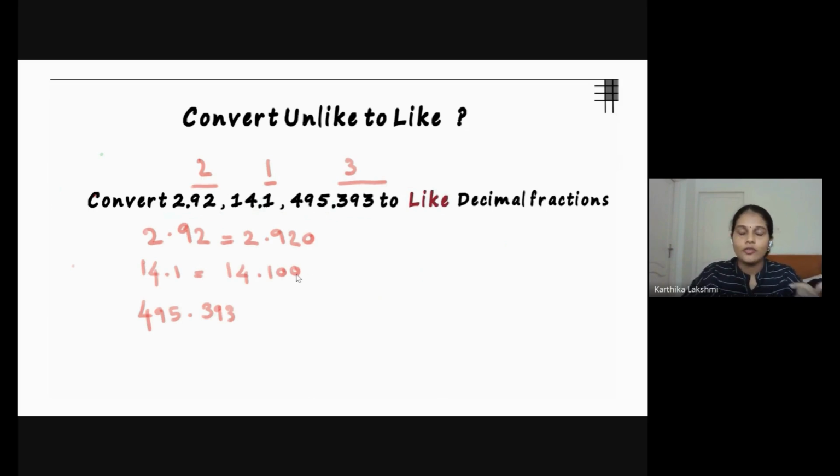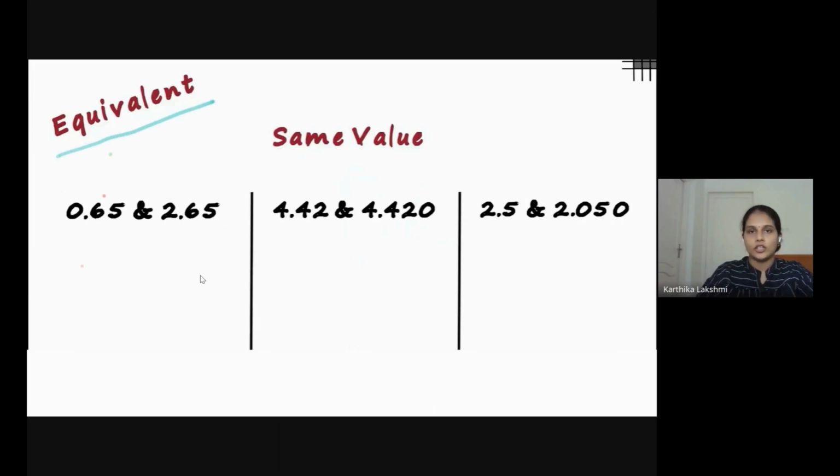So we converted these numbers into like decimal fractions. Got it? What have we done? We made the same number of digits in the decimal part by adding zeros, because adding zeros on the right of the decimal part won't change the number. Now, equivalent decimal fractions. What are they? Equivalent decimal fractions have the same value. Like I said, 4.6 and 4.60 are the same value, right? And 0.5 and 0.500 are the same value.